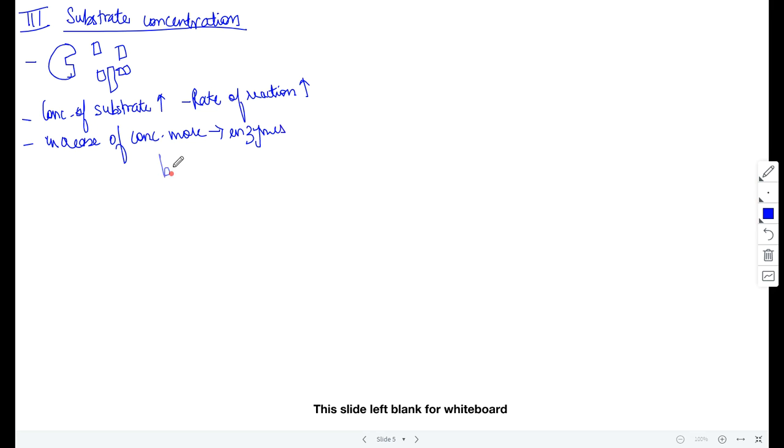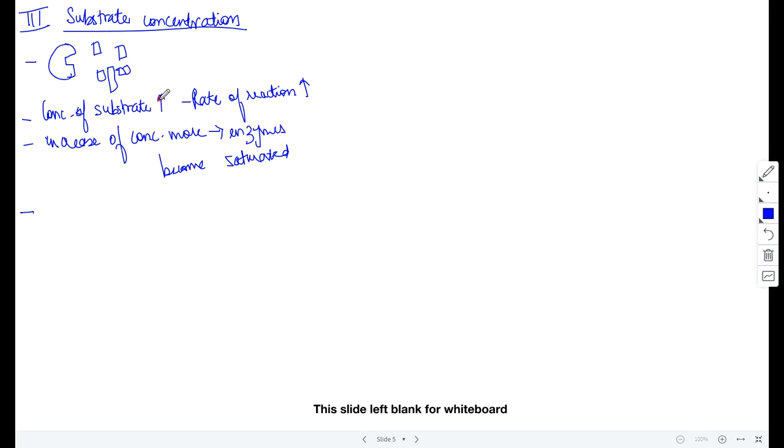Enzymes, they become saturated. That means no more substrates can fit into them at one time. Even if they have empty space like this, they won't come and fit into them. Okay, so this is because of the saturation point.